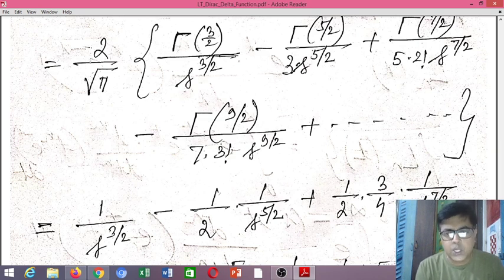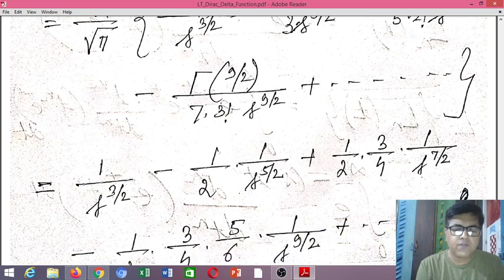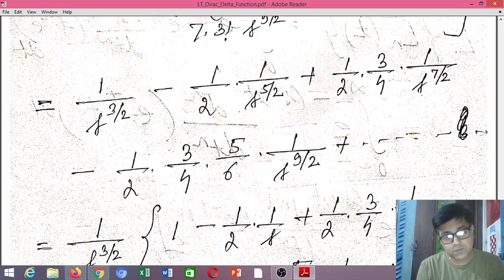Similarly, for gamma 7 by 2, we first write gamma 5 by 2 plus 1. That means 5 by 2 gamma 5 by 2. Then break gamma 5 by 2 into gamma 3 by 2 plus 1. That is 3 by 2 gamma 3 by 2. Then break gamma 3 by 2 as gamma half plus 1. That is half gamma half. That means it is 5 by 2 into 3 by 2 into half into gamma half. Gamma half being root pi. The root pi cancels with the denominator because root pi was outside the bracket, and the constants are left behind, which on simplification gives me something like this: 1 by 2 into 3 by 4 into 1 by s to the power 7 by 2. So in this way I find out the next term, and so on right up to infinity.